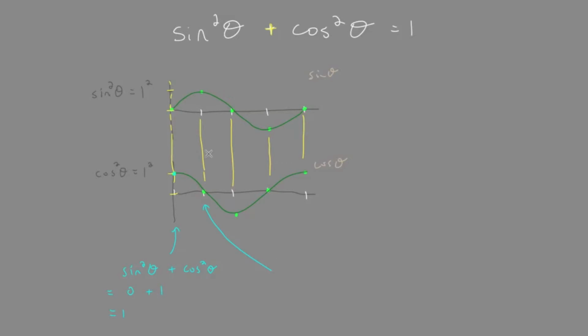We could choose another point, any point. We'll look at 90 degrees. What does sine squared theta equal at 90? It equals 1. At the crest, the maximum is 1, and 1 squared is 1. And we're going to look at what cos squared equals. Cos is 0. 0 squared is 0, so the sum equals 1.